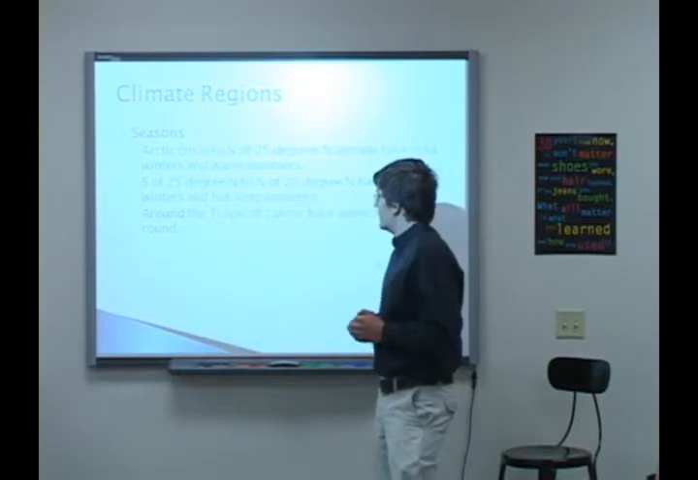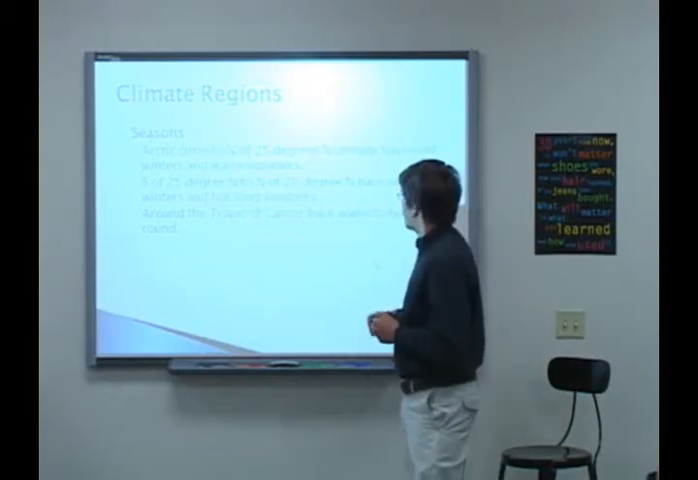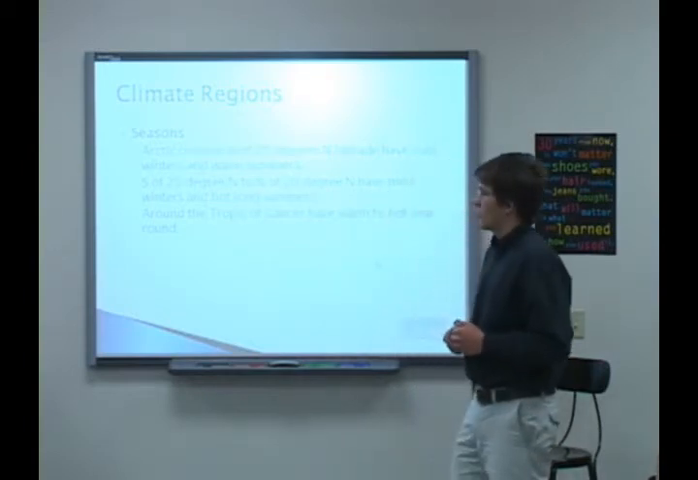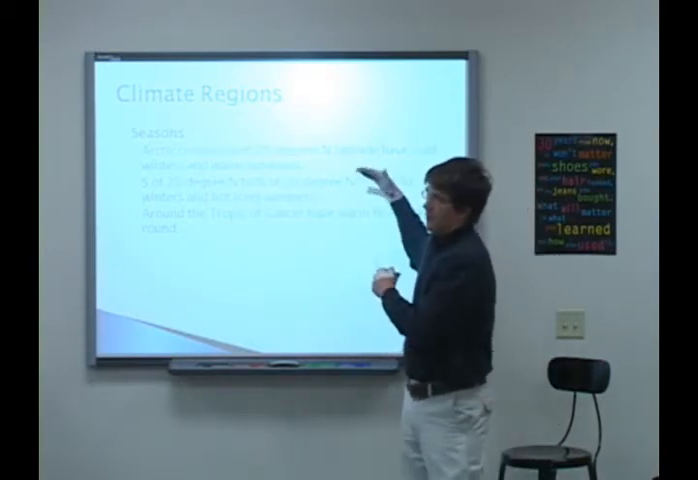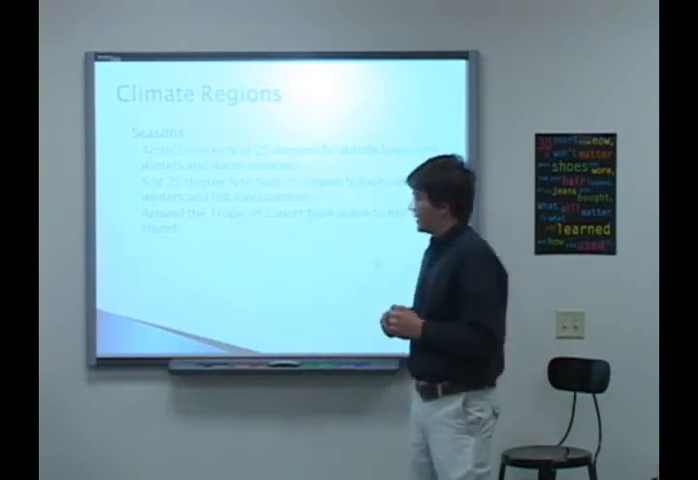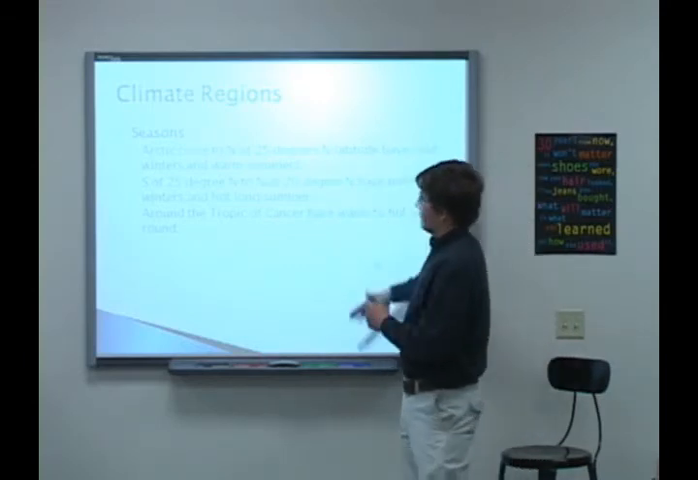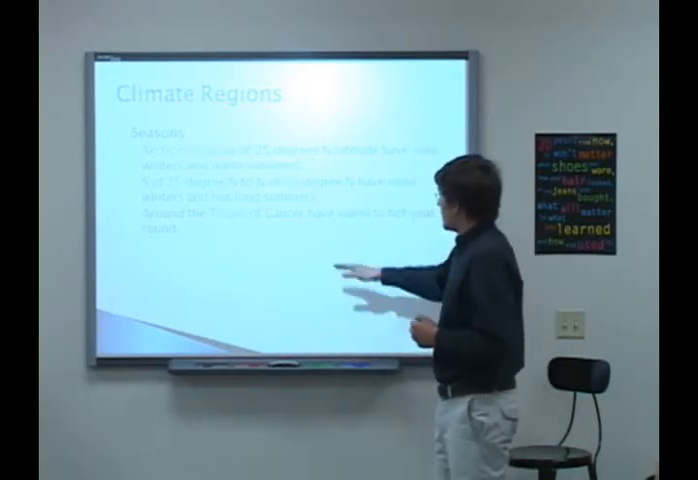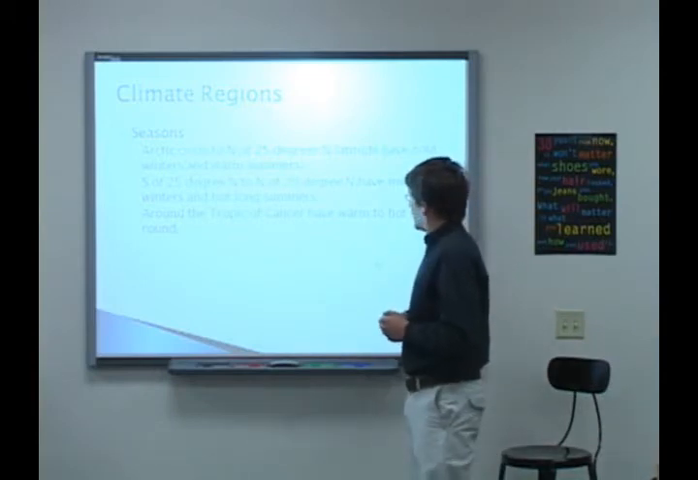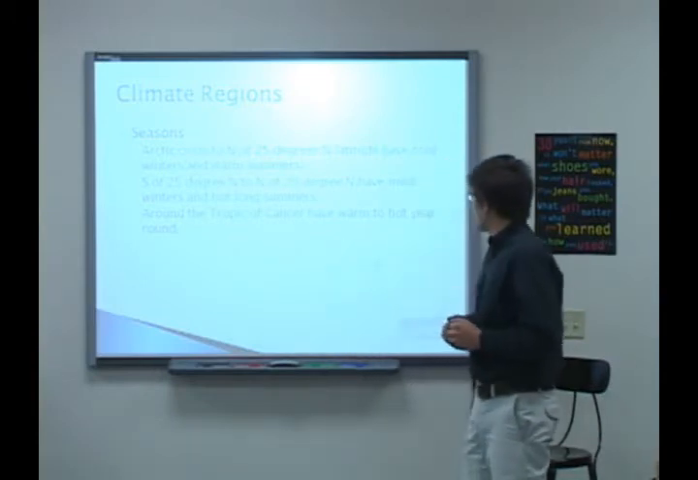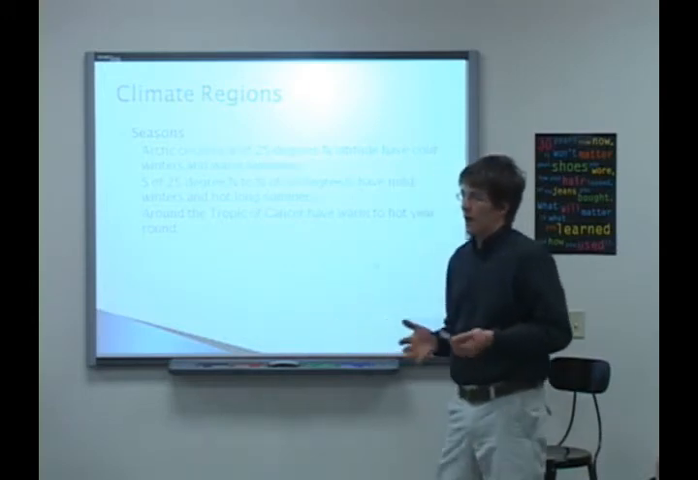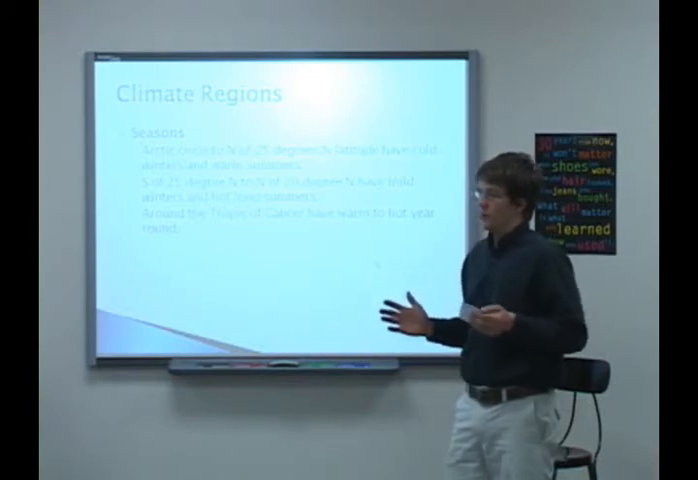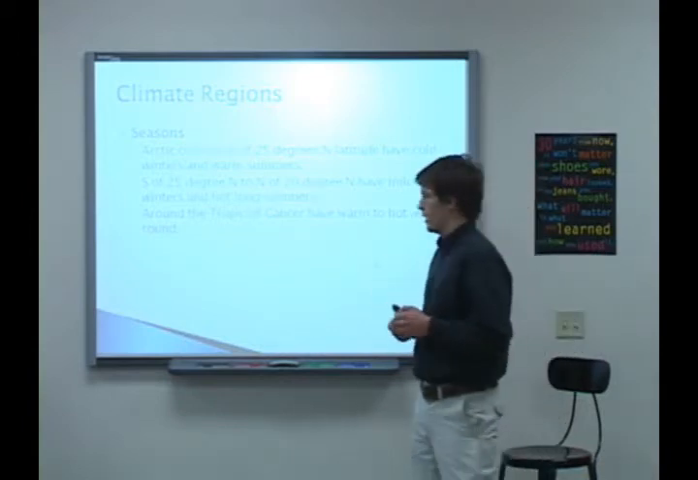South of the 25 degrees north to north of the 20 degrees north latitudes have mild winters and long summers. That would include the provinces of Canada and most of the United States. Around the Tropic of Cancer, they have warm to hot weather year-round, winter and summer. They don't really see much of a fluctuation because they're so close to the equator.